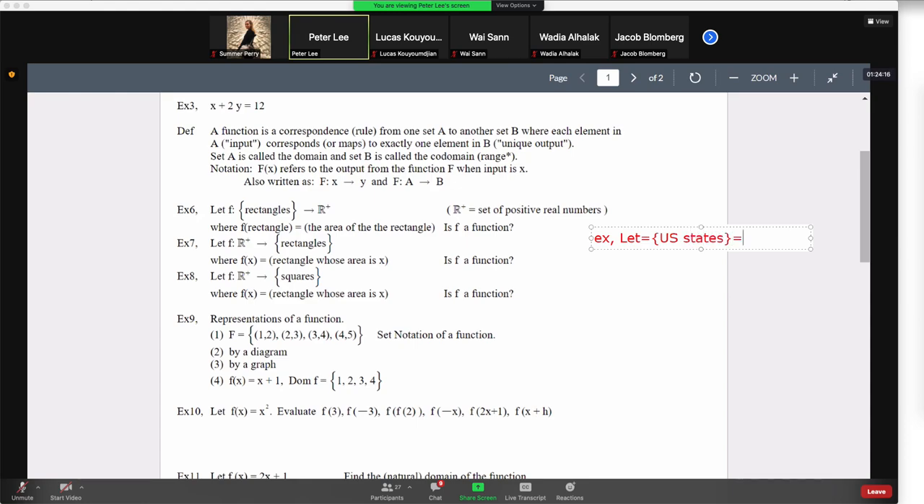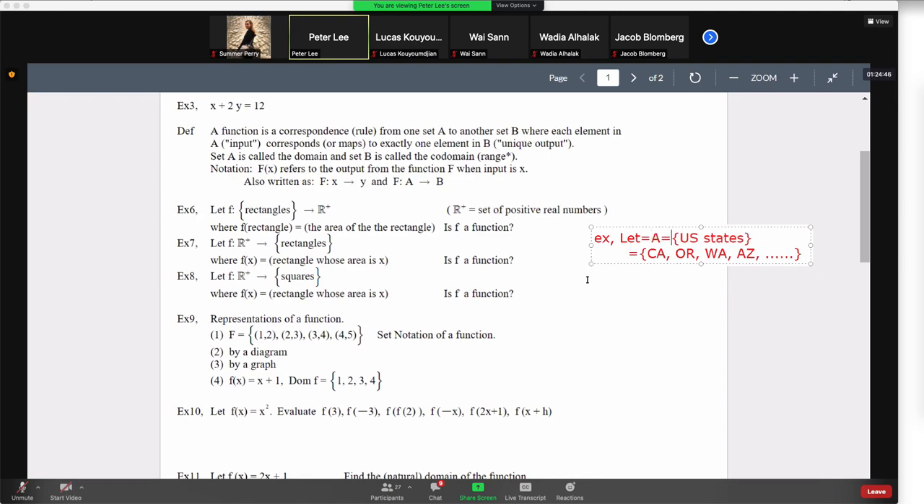Which is equal to what? Which is equal to California, Oregon, Washington, then Arizona, and then there are about 50 states, right? So that's why I write US states, and then at the end I need to put a parenthesis there. Okay, and then let A, how about this? Let A be equal to the US states.